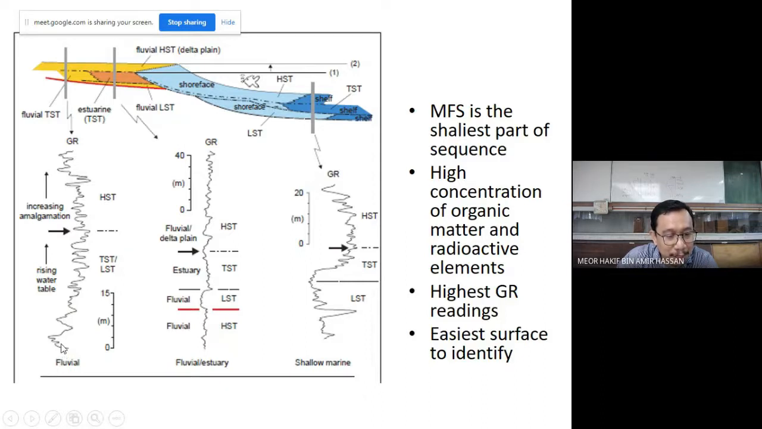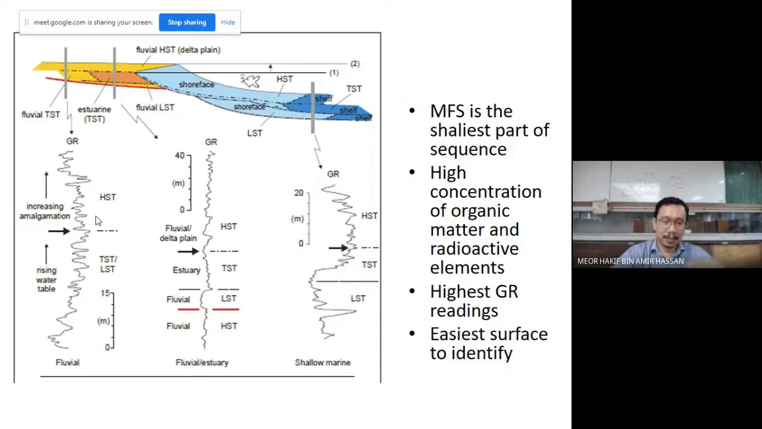Maybe here is low stand, sandy. TST, where you get shalier and shalier going further upwards. And that's the shaliest, going to be the MFS, followed by an HST, which goes from shaly to muddier now. So that's a nice cycle. That's a single sequence there. And you can easily identify the MFS here.